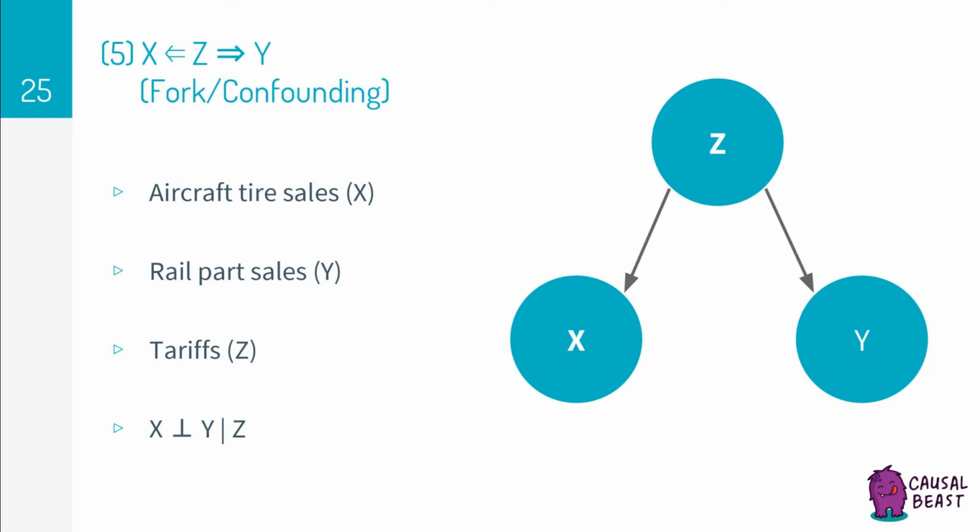Tariffs do that. And conversely, increasing Chinese aircraft sales do not cause increasing Chinese rail parts sales. The elimination of tariffs does that. And we know this fact because we observe the value of variable z, whether there is a tariff in place. But when we do not observe z, we become blind to the true cause of the variations in x and y, the sales of Chinese aircraft tires and rail parts in this case, and find ourselves believing x and y to have a causal relationship.